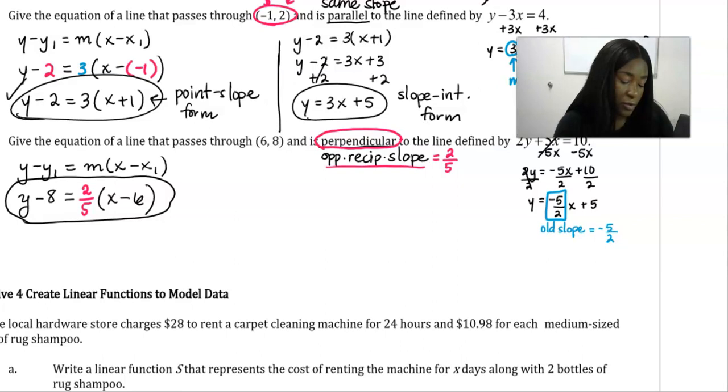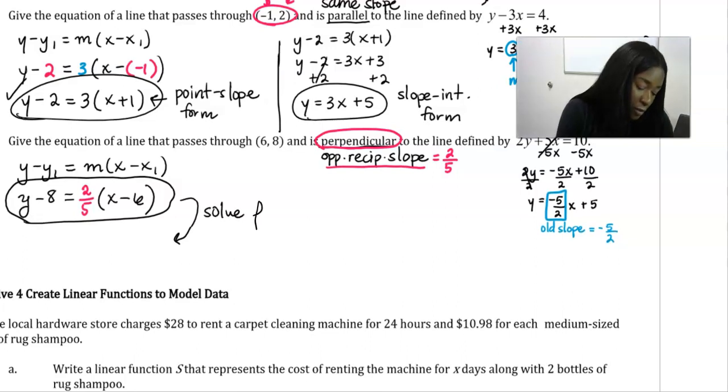You could also do what we did in the last example and solve that equation for y to then have the equation in slope-intercept form, which I'm not going to do for this example, but you very well could do that. So if I had asked you to give that equation in slope-intercept form, you would then take this equation, and if you were to solve for y, then you would have slope-intercept form.